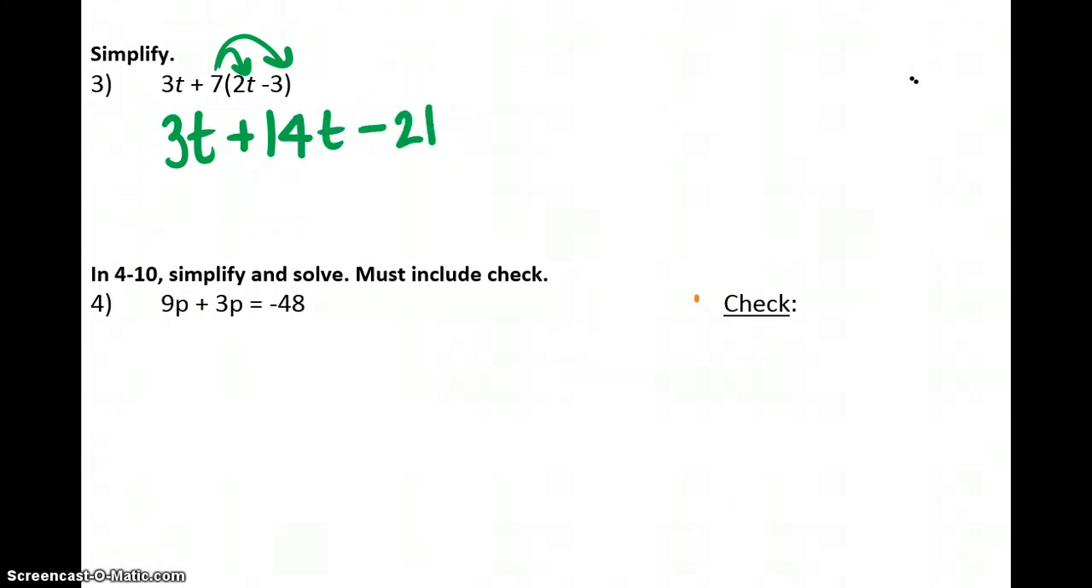From there, I need to combine my like terms. I see that 3t and plus 14t both have t's, so I can combine those to say 17t minus 21, and then I'm finished.